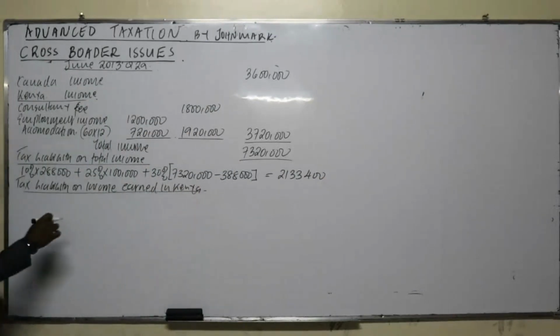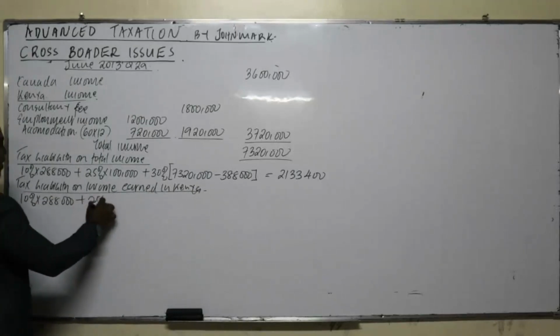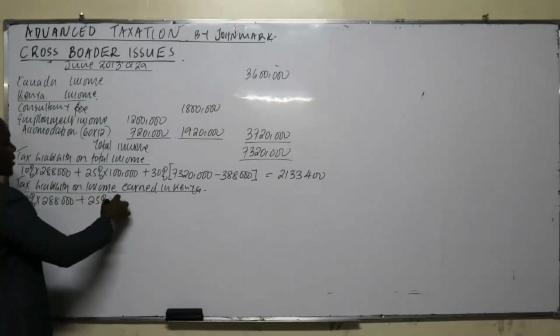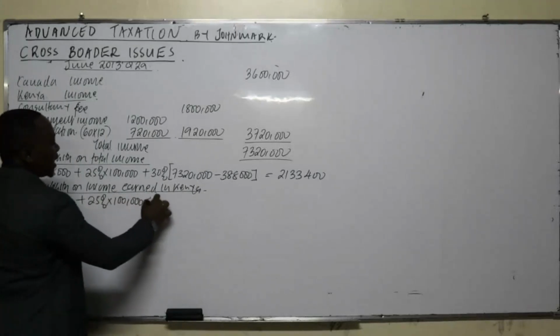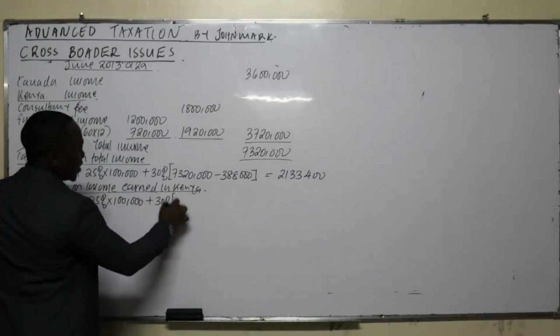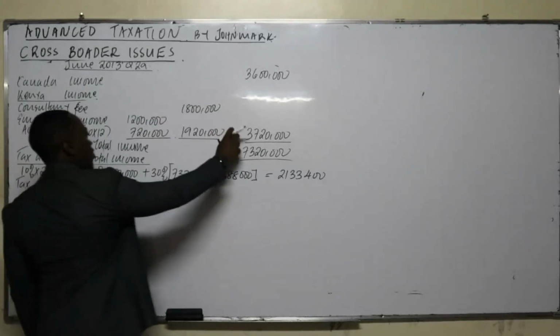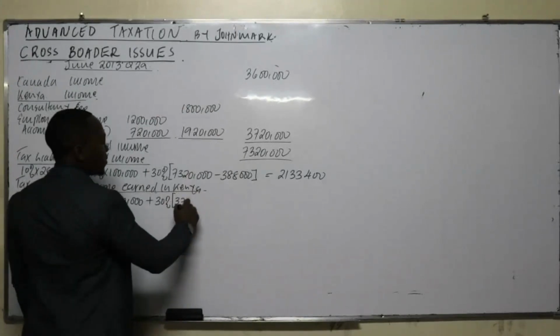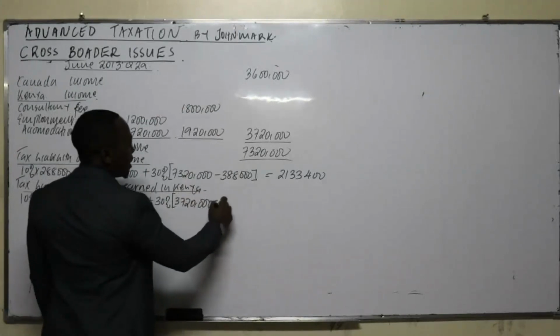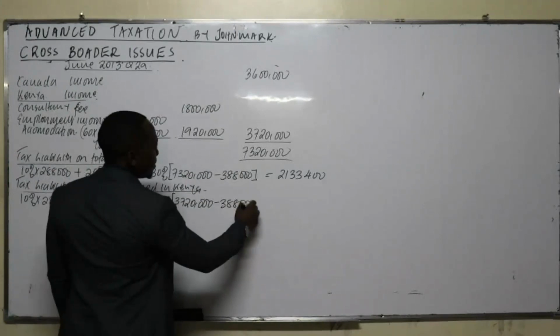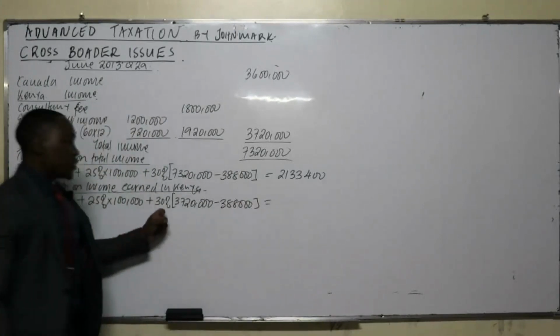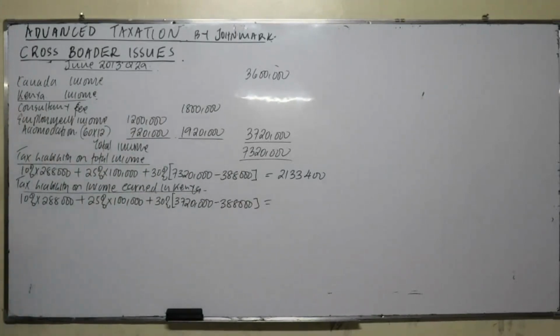Use the same graduated scale rate. 10% for the first 288,000, 25% for the next 100,000, and 30% for anything in excess of 388. The income earned in Kenya, the total was 720. You deduct 388 to determine the excess amount. Then you subject it at the rate of 30%.